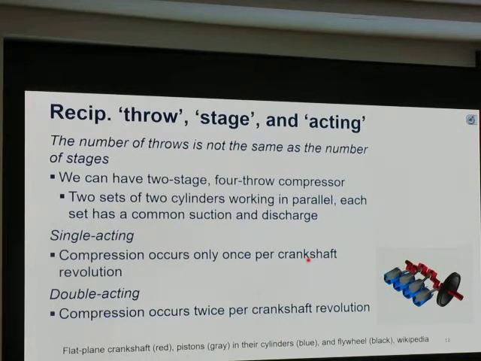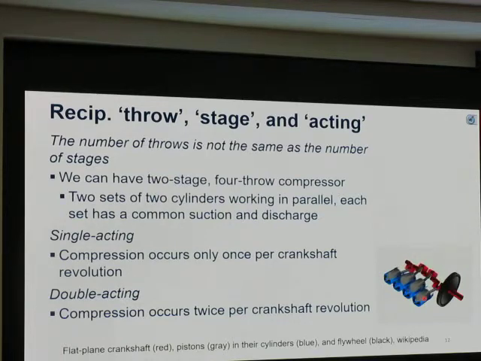Number of throw is the number of pistons. Number of stage is the number of cycles that we do compression. Number of acting is the number of times that the compression happens per one crankshaft revolution. Okay, so this red part is the crankshaft, and that's a piston and the cylinder. So if it compresses both ways, that will be double acting. If it compresses and the other side doesn't have anything, that is single acting.